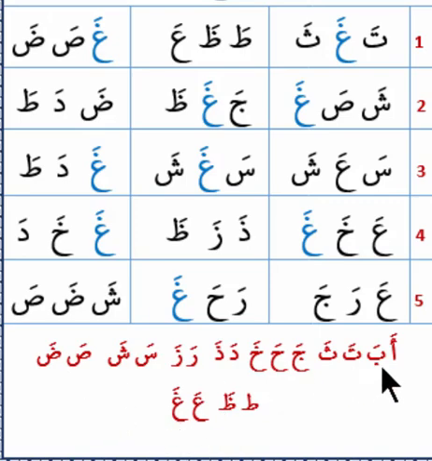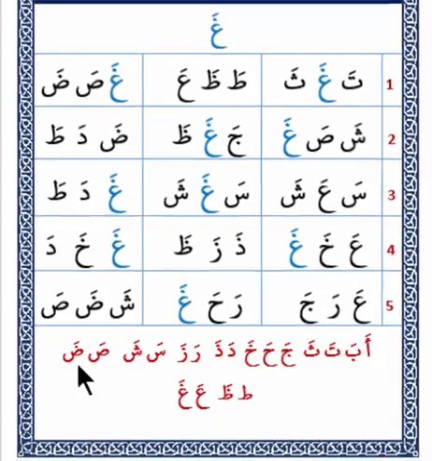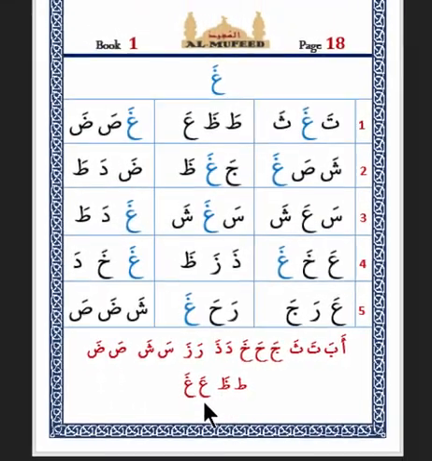Let's read again. A, Ba, Ta, Tha, Ja, Ha, Kha, Da, Dha, Ra, Za, Sa, Sha, Sa, Dha, Ta, Dha, A, Gha. And now fast.